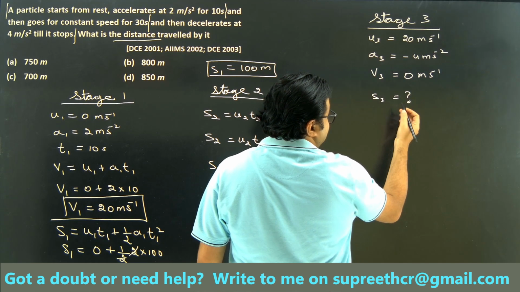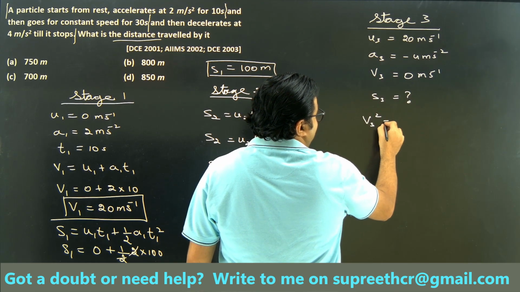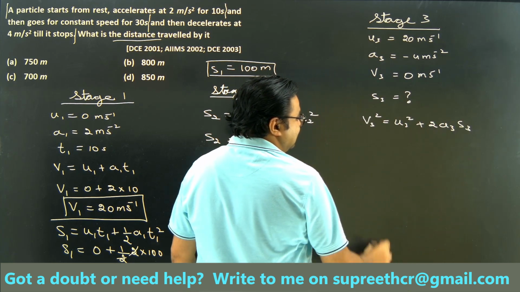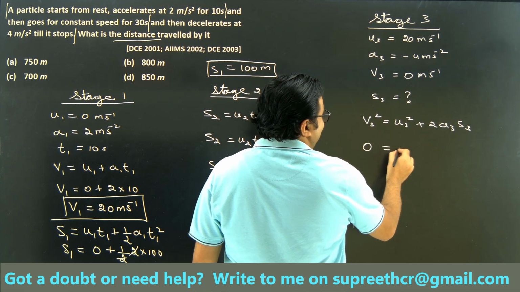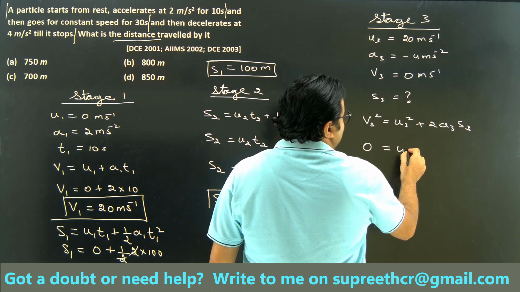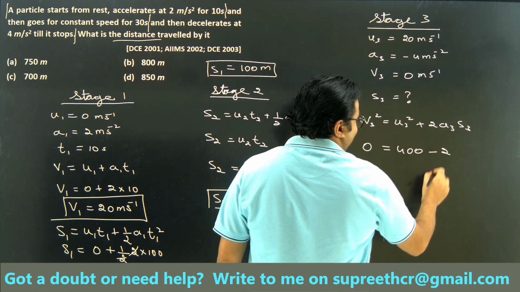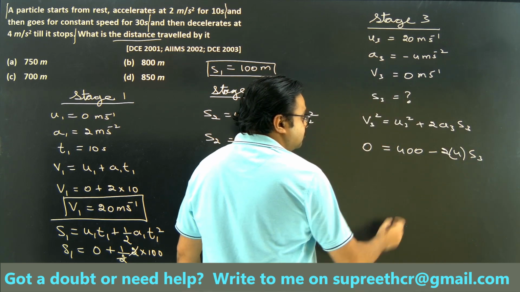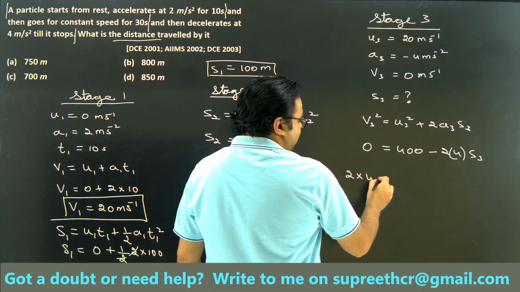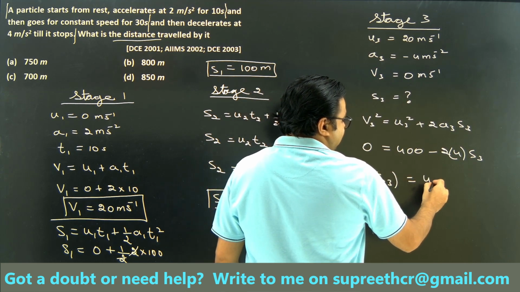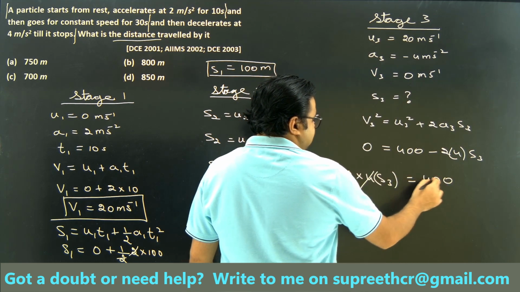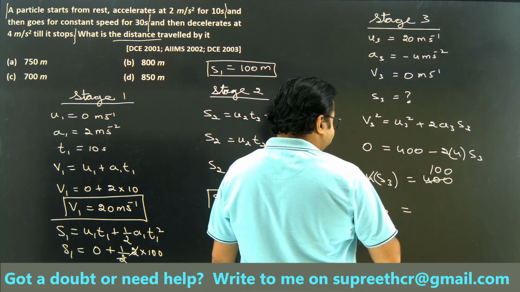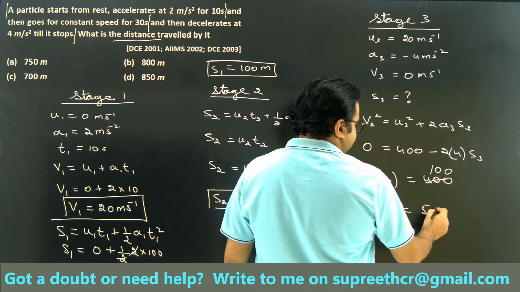S3 has to be found. What is the equation we should use? V3 square equal to U3 square plus 2 into A3 into S3, my dear friends. So we have V3 square being 0, U3 square being 400, minus 2 into acceleration out there is 4 multiplied by S3. Send this here, 2 into 4 multiplied by S3 would become equal to 400, and 4 ones are, this is hundreds, so S3 would become equal to 50 meter.